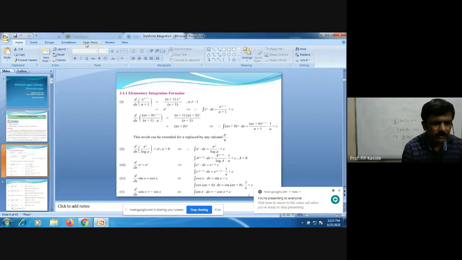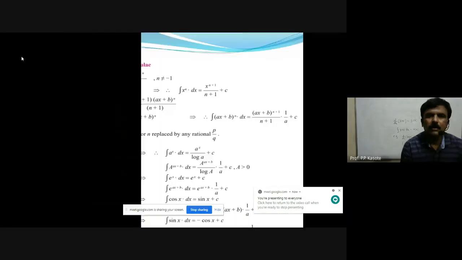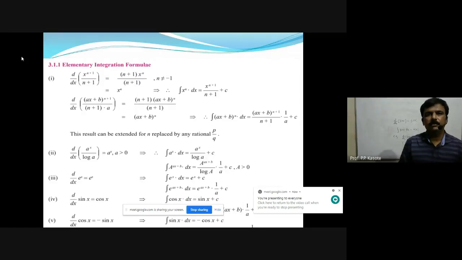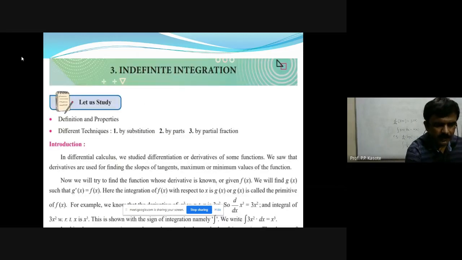In case of limits and in case of derivatives, we used to follow some rules. We used to take the help of some standard results. So here also, while finding the integral of some complicated function, we are going to follow some rules to get the exact answer. Here also we are going to take the help of some standard results. Now can you see something on screen? Here is the definition of indefinite integration.